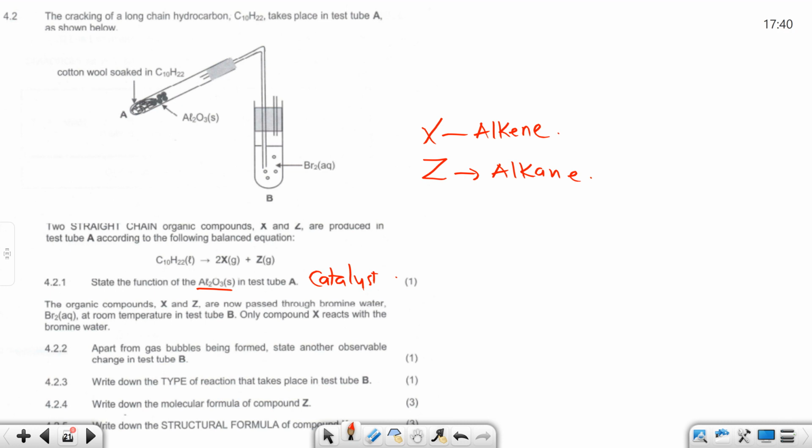All right. Write down the type of reaction that takes place in test tube B. Already we know that the one that goes in there is an alkene. And it's unsaturated, right? There's only one reaction for unsaturated. Addition reaction. We're done.